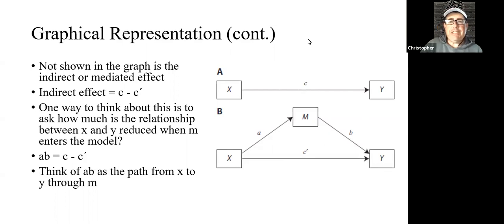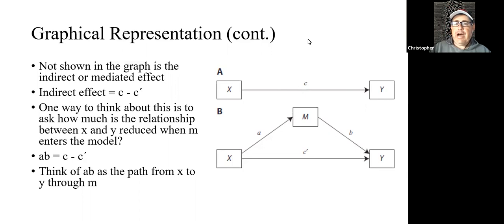The difference between those is how much the relationship between X and Y is reduced once the mediator enters the equation. So that's one way to get that, is to simply do subtraction. Another way to get this, interestingly, is to multiply the A and the B paths together. That relationship, C minus C prime, how much the effect changes, is simply a function of how strongly the predictor relates to the mediator and how strongly the mediator relates to the outcome, Y. And you can think of AB as the path from X to Y that has to go through M. And that's why it's sometimes called the indirect effect.